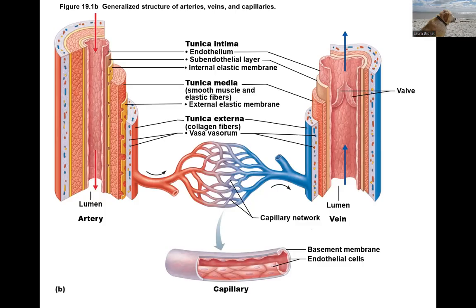And then as blood passes from the artery to an arteriole to a capillary bed here in the center, it's going to branch off into very fine vessels that have the diameter of about 1 red blood cell at a time.